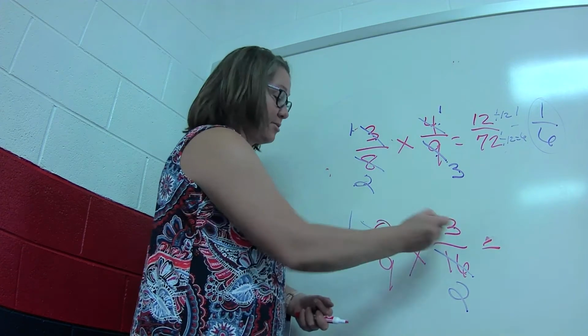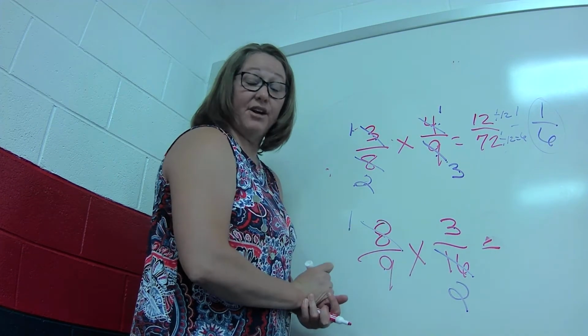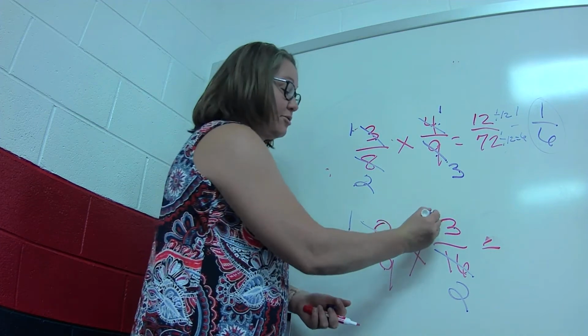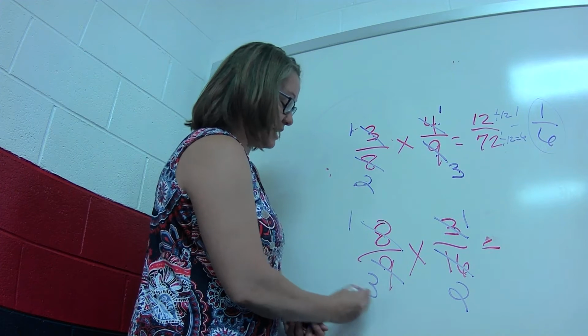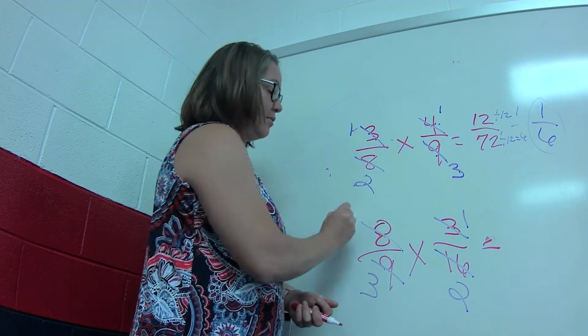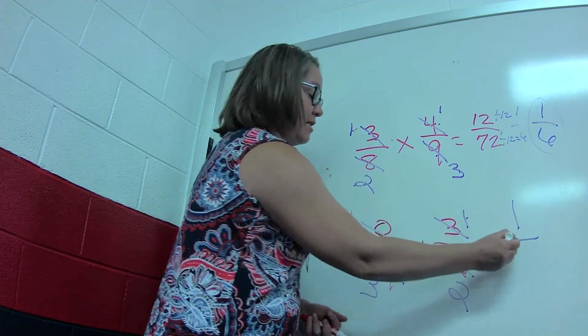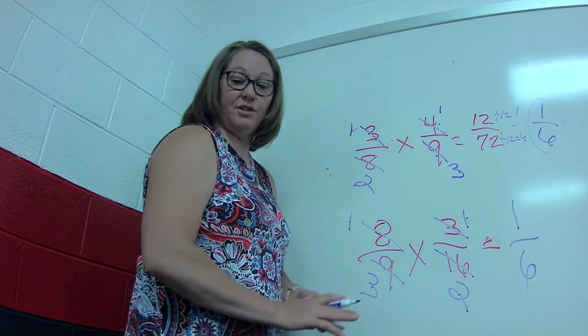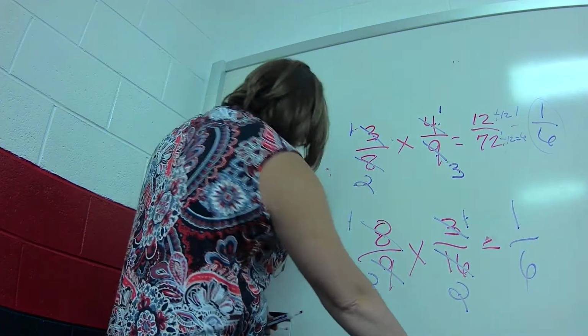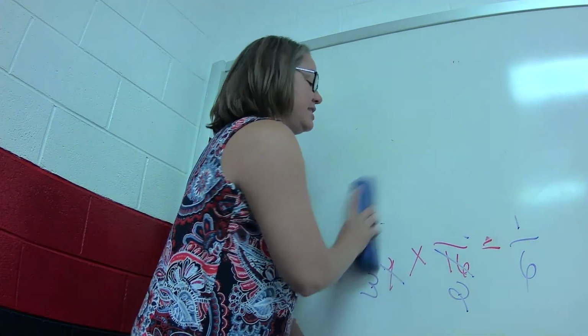Now I look at the 3 and the 9. I have a common factor of 3. So 3 goes into 3 one time. 3 goes into 9 three times. Now multiply across. 1 times 1 is 1. 3 times 2 is 6. My answer is 1/6. But now you're asking, what if I have a fraction times a whole number?